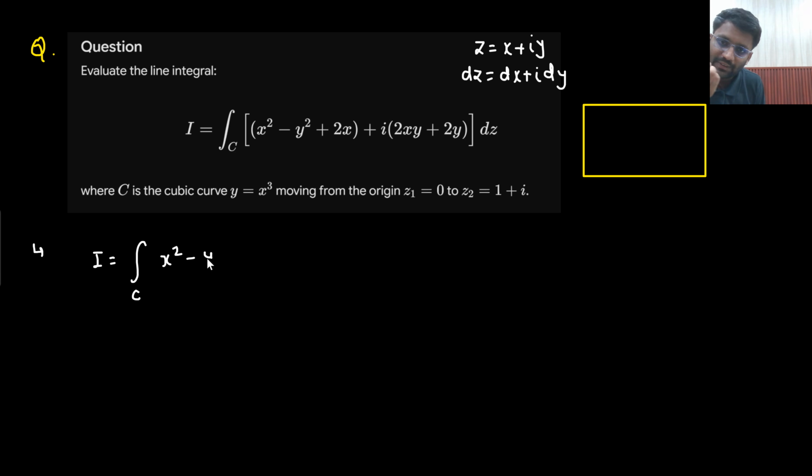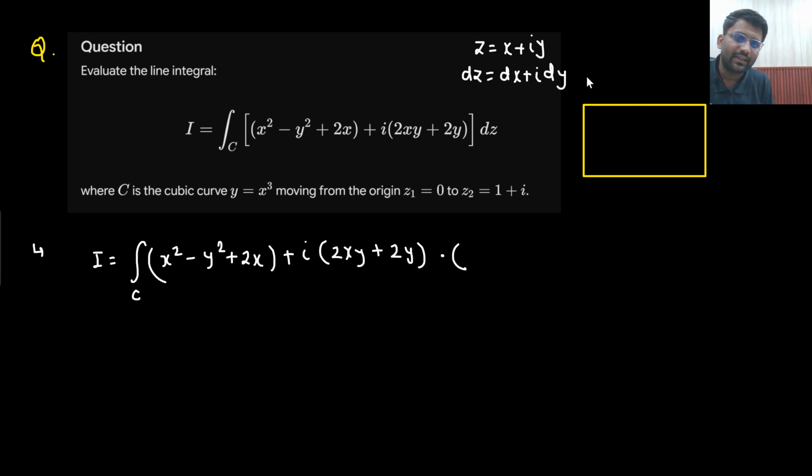So this is the function that is given: x square minus y square plus 2x plus iota (2xy plus 2y) dot dz. What is dz? dz is nothing but dx plus iota dy. So this is the scenario that I am supposed to calculate. Now, I need to move along the curve y equals x cube from the point 0, 0 to 1, 1.